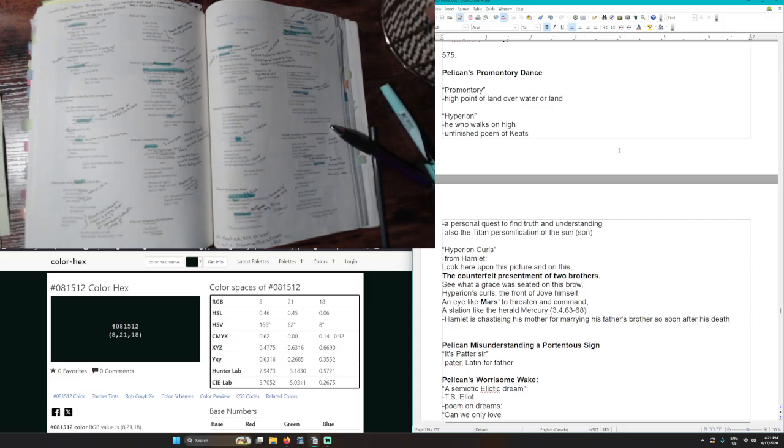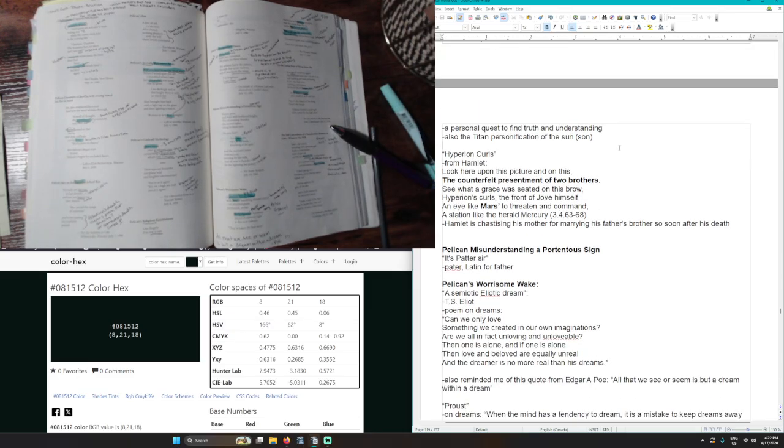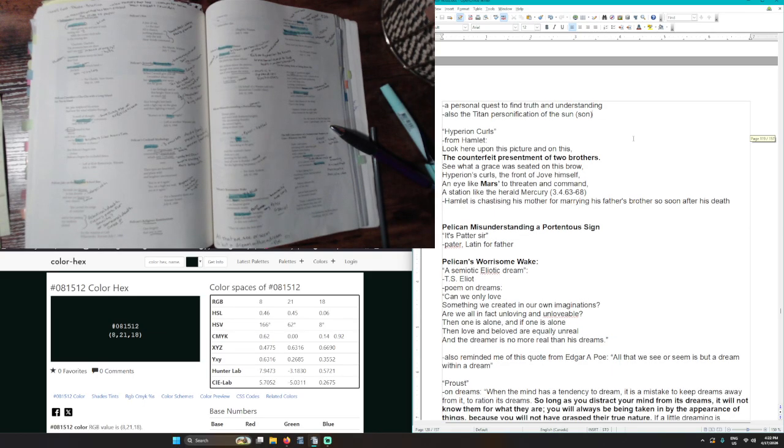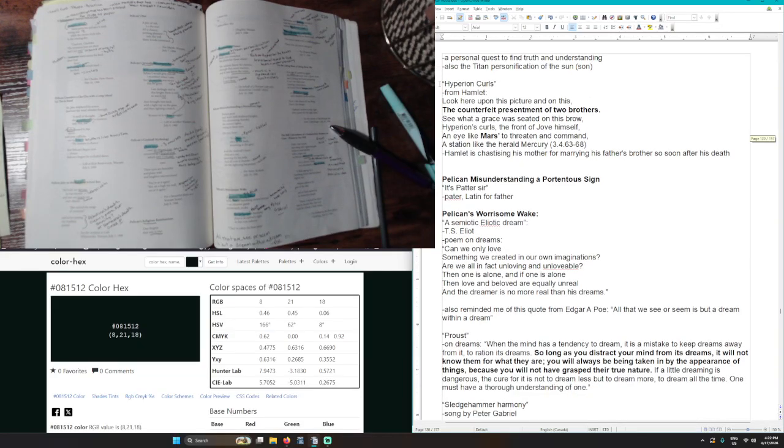We also get a reference to Hyperion, and that means he who walks on high. That's an unfinished poem by Keats, which was about a personal quest to find truth and understanding. And then it's also the Titan personification of the sun. But the reference is actually completely Hyperion curls, and that's from Hamlet. And this is from a scene, Act 3, Scene 4, lines 63 to 68, where Hamlet is chastising his mother for marrying his father's brother.